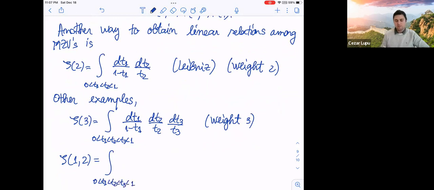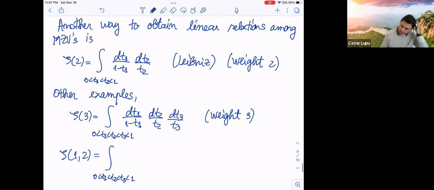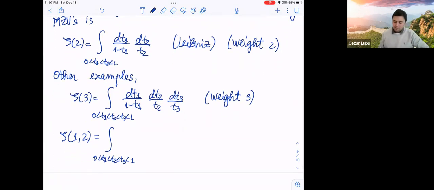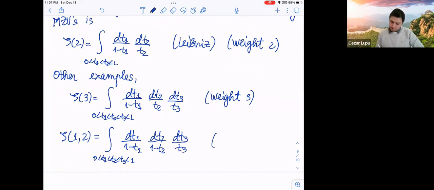Well, probably as you can imagine, there is a general way of expressing all this, but I'm not going to divulge it at this point. We will see it in the next lecture, the third seminar, the so-called Kontsevich theorem. So this would be dt1 over 1 minus t1, dt2 over 1 minus t2. So we have these two one-forms. Again, this will be in weight 3.